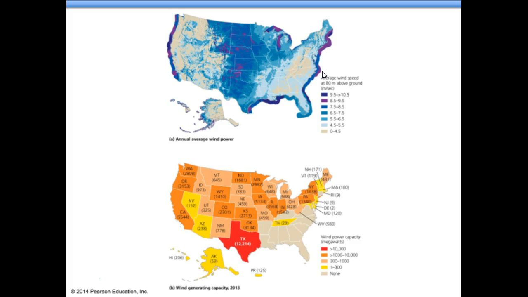In picture B, we're looking at the actual wind generating capacity that was developed in 2013, and this shows the megawatts of wind power generating capacity that is developed in each of the United States through early 2013. And we can even see Pennsylvania. It's one of the higher ones. Texas, of course, is the one that produces the most.